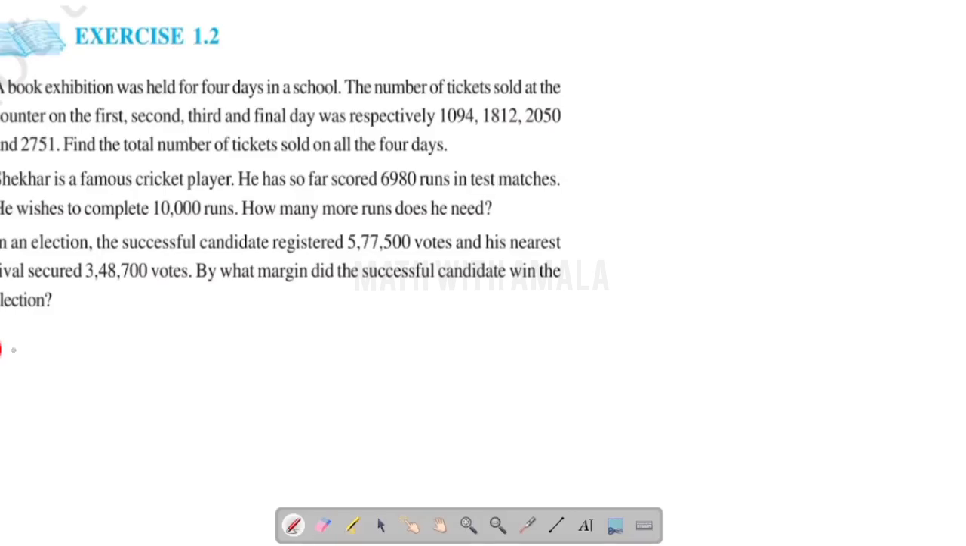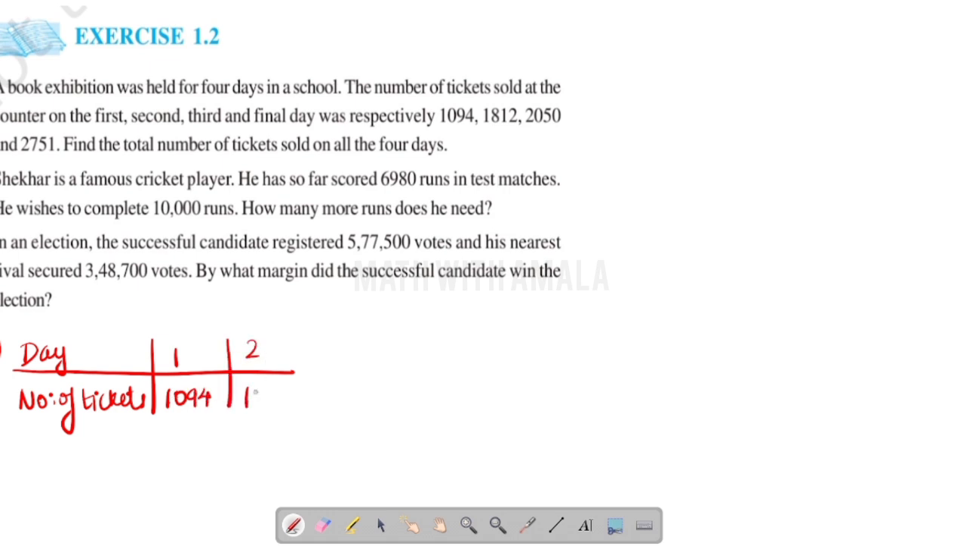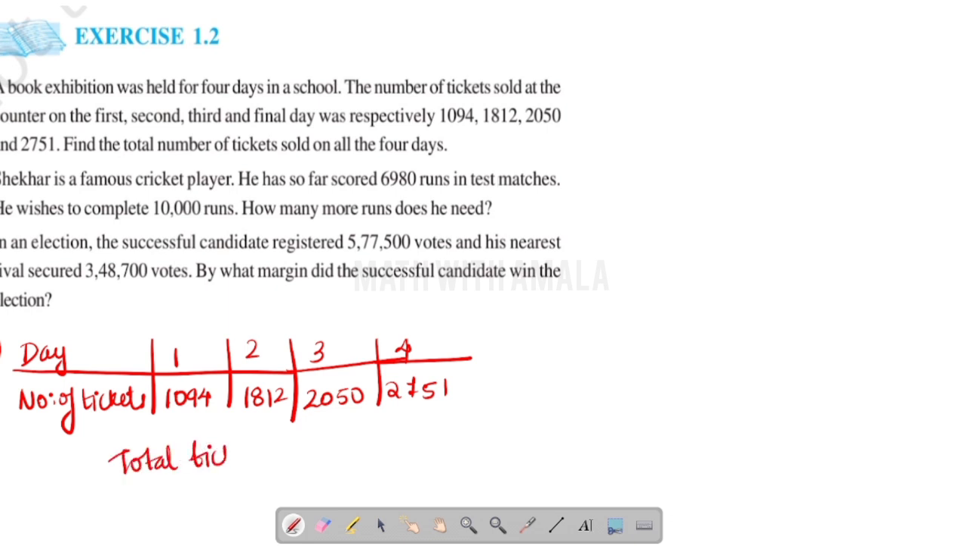Now let's move on to exercise 1.2. First question: a book exhibition was held for 4 days in a school. The number of tickets sold at the entrance on the first, second, third and final day was respectively 1094, 1812, 2050, 2751. Find the total number of tickets sold on all the 4 days.